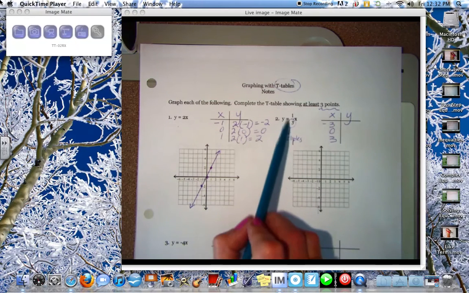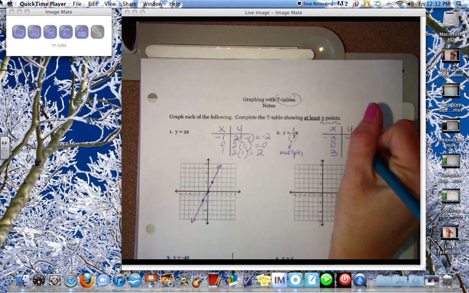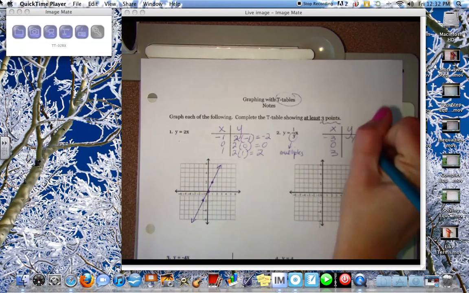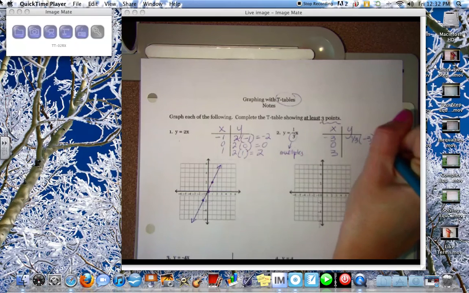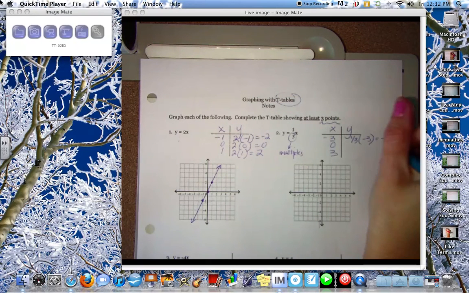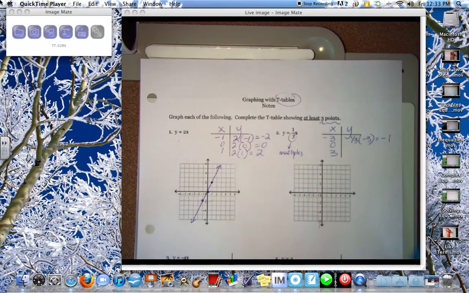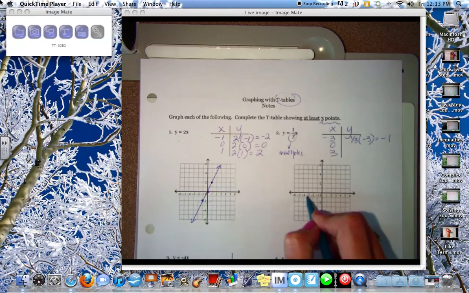So I have 1/3 times x. For my first y value, I'm going to take 1/3 and multiply it by -3. And that gives me -1. So when x equals -3, y equals -1. So I'm going to graph -3, -1, and put a dot there.